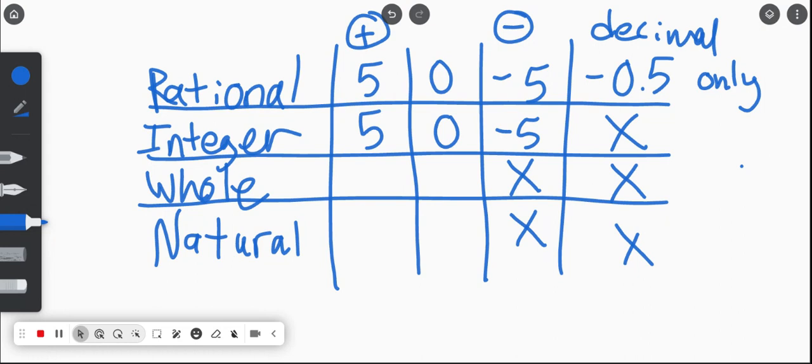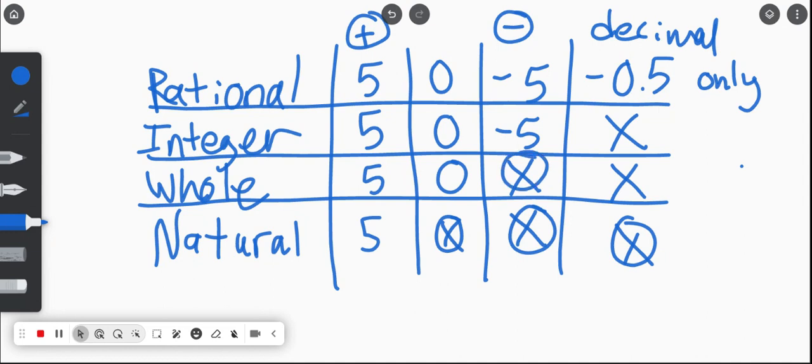So what's left over in whole numbers? All your positives and 0. So down below, natural numbers do not include decimals. They don't include negatives, and they also don't include the 0. What does it include? Any positive complete number that does not have a decimal. So here's a quick reference chart to give you an example that whole numbers do not have negatives, they don't have decimals, and the only thing that integers does not have is decimals.